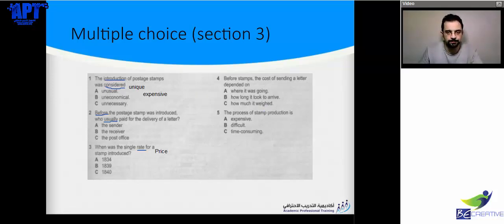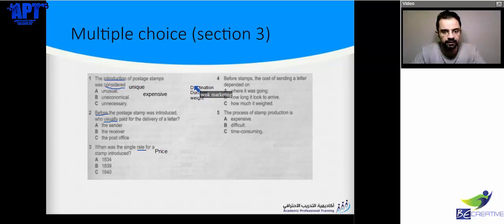Let me write them down. Destination. Can be where it was going. Destination. Perhaps its duration, which is the second choice. Or weight. Who knows?